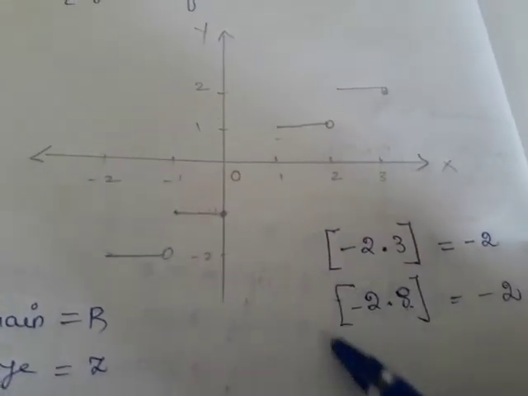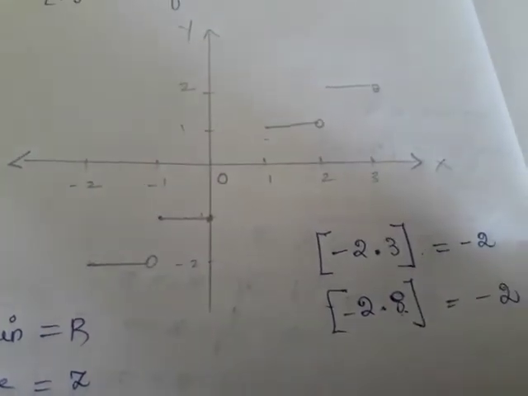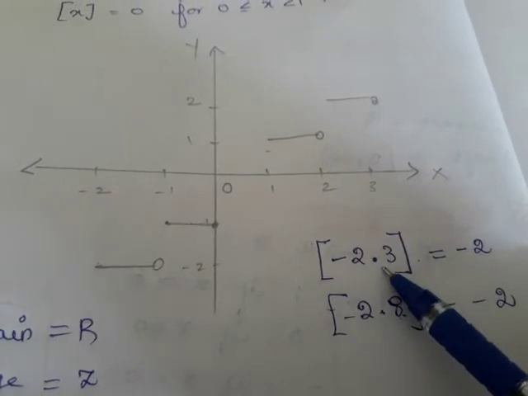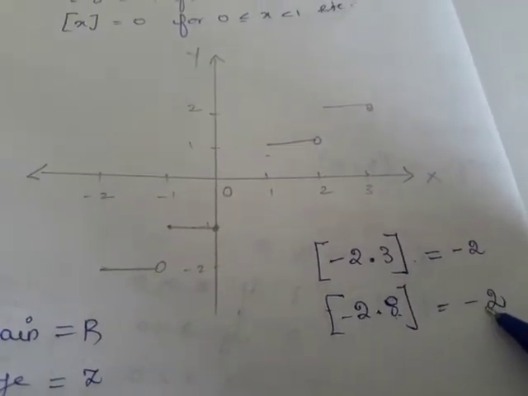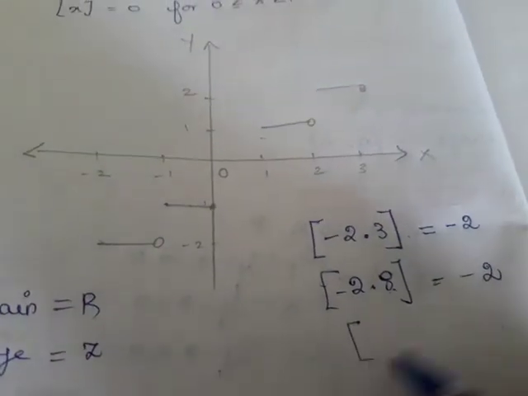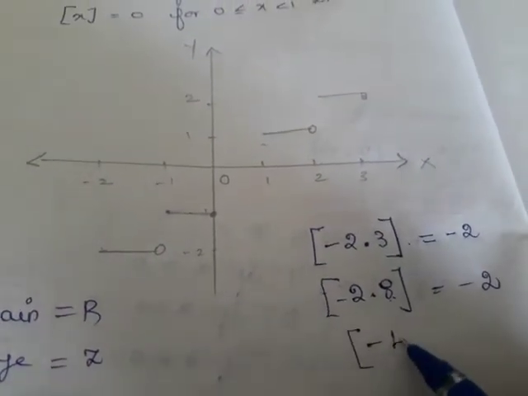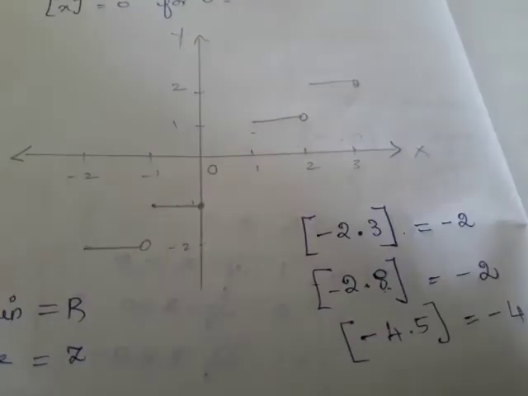But the greatest integer function is not like that. We will move on to the lesser number. Minus 2.3 is minus 2. Minus 2.8 is also minus 2, till we reach minus 3. So what is minus 4.5? This is minus 4 only.